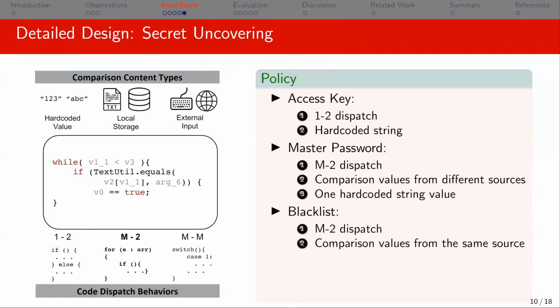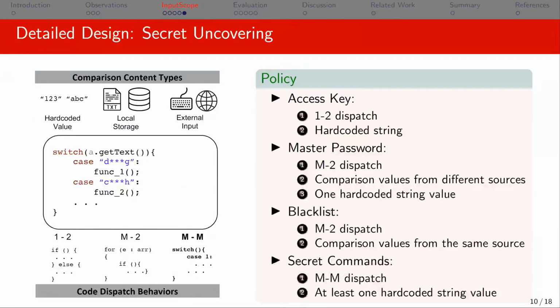Third, blacklist. It has many to 2 dispatch. The comparison values are all from the same sources. In this scenario, all the comparison content together can form a list data structure, and the user input is compared with every element to check equivalence, just like this example as a blacklist.